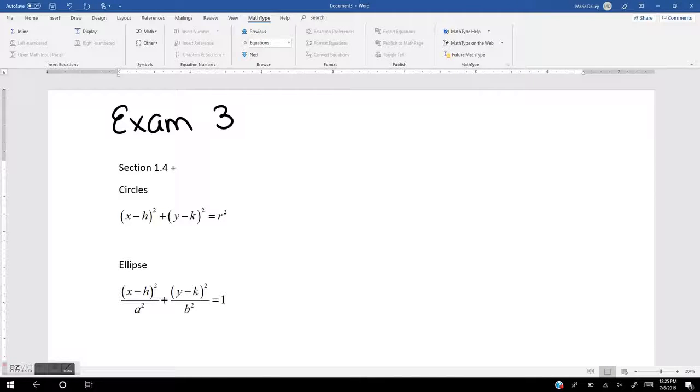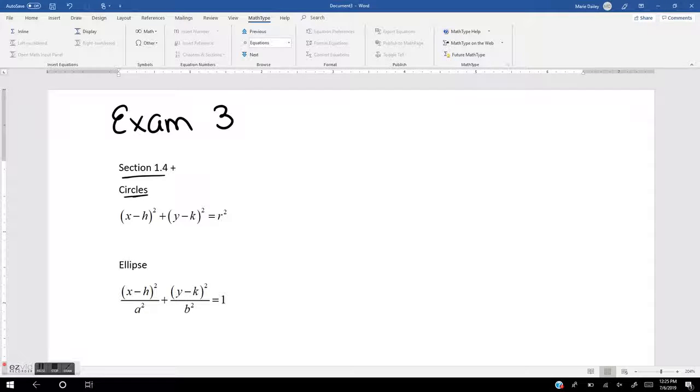Alright, so hello everybody. This is the second review for exam 3, which is on Tuesday. This is covering section 1.4, which deals with circles.